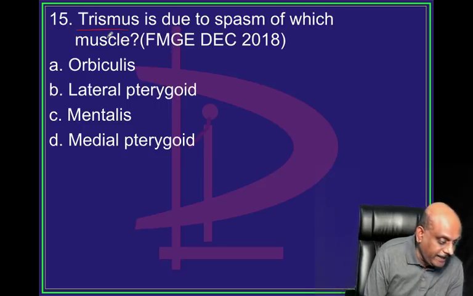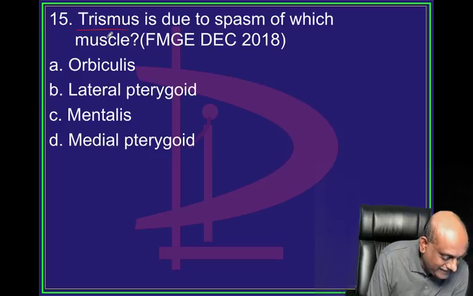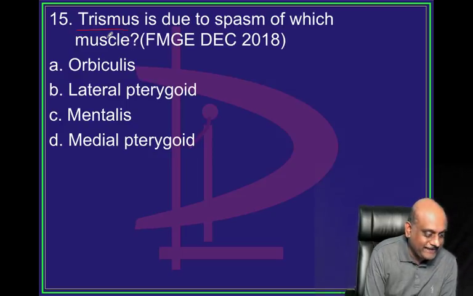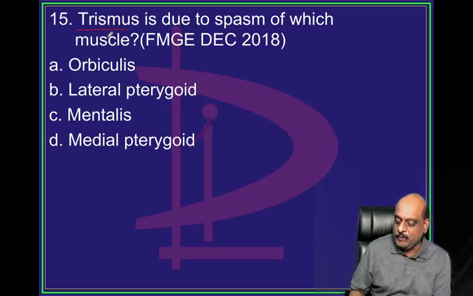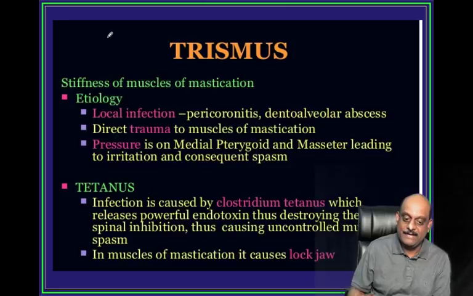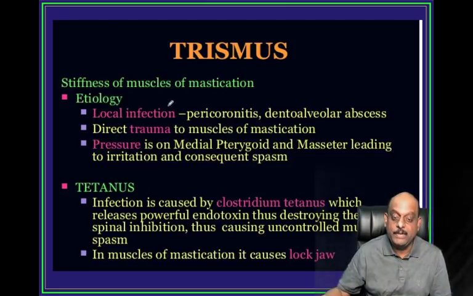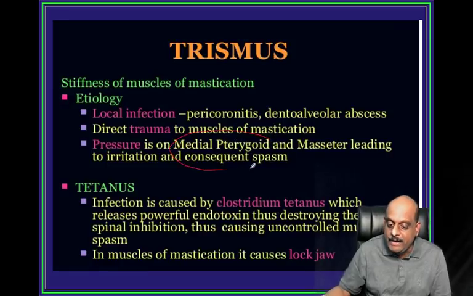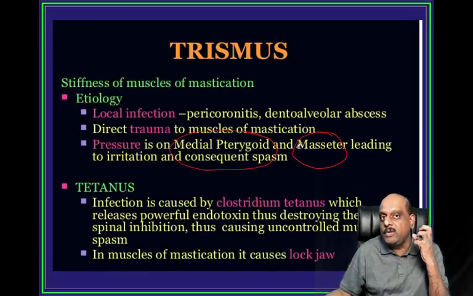Question number 15. Shweta, clean bold. Vaidya, clean bold. Radhika, Pichu. Absolutely right. So doctor, please quickly, let's be sure about this. Medial pterygoid, masseter. Their spasm leads to trismus.